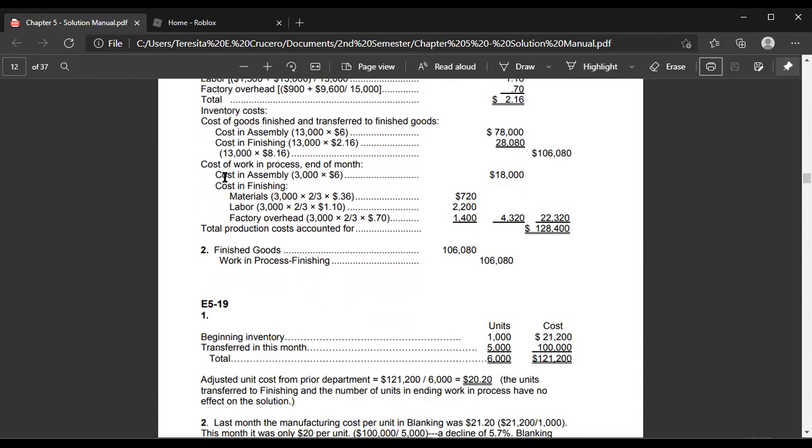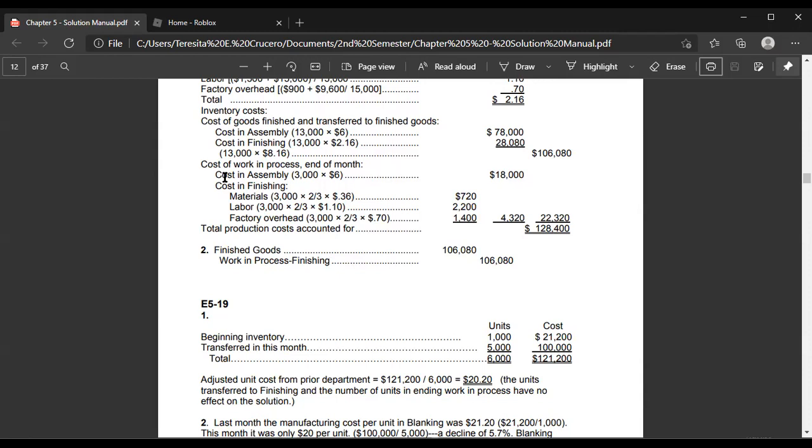Now, the last problem, adjusted unit cost from prior department. The requirements are: one, compute the adjusted unit cost from the prior department in the forming department. Two, based on the amount of the cost per unit of the inventory transferred compared to the cost per unit of the beginning inventory, why might management want to do a cost study of the blanking department?